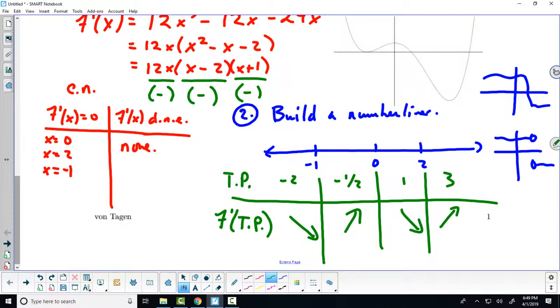Folks, do make sure you really delineate your regions. It's very easy to, as you write this out, start plugging in your critical numbers into your first derivative, which doesn't help you. Okay? All right. So I think now we can answer the question.